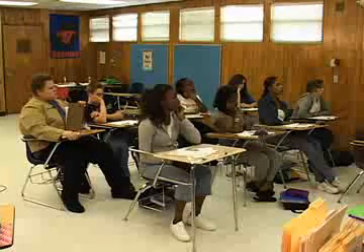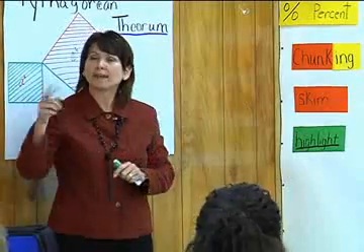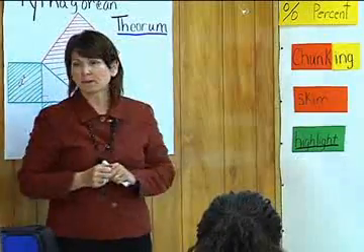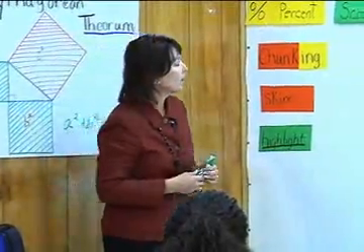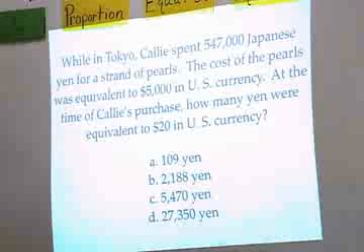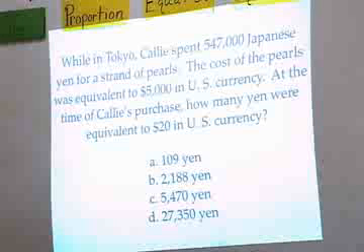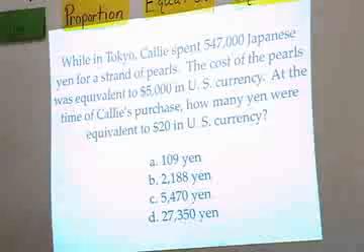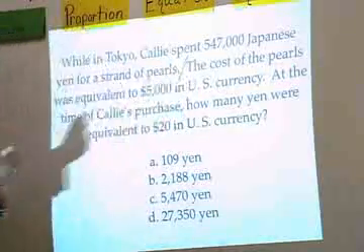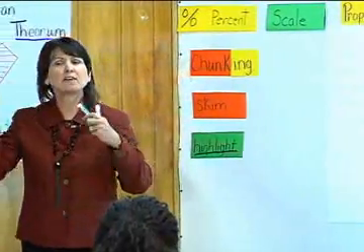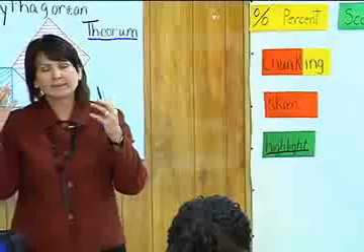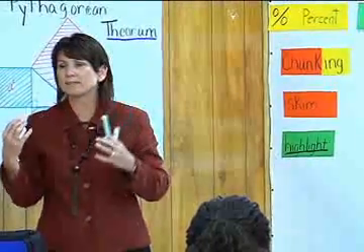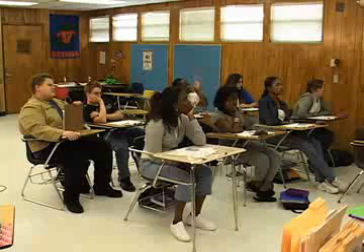So I'm going to read this aloud, and I'm going to pause, and I want you to help me figure out what we're going to do with each sentence. While in Tokyo, Callie spent 547,000 Japanese yen for a strand of pearls. Okay, I'm going to chunk. Anything going through your mind right now? We're asking ourselves questions. Good readers ask themselves questions. Anything going through your mind?